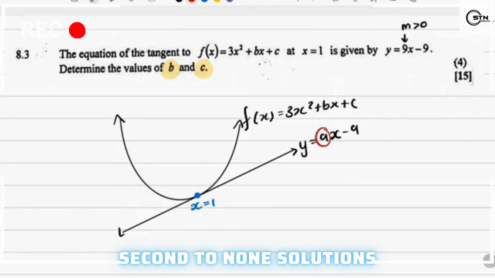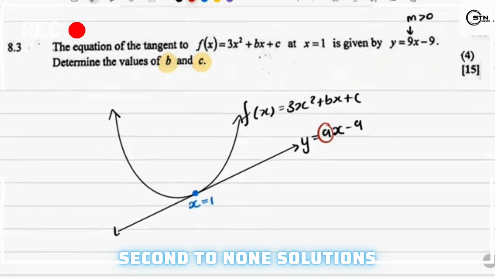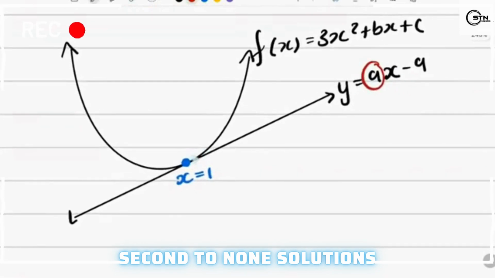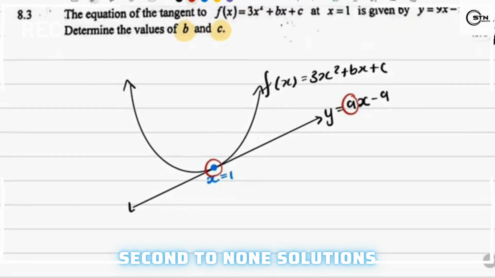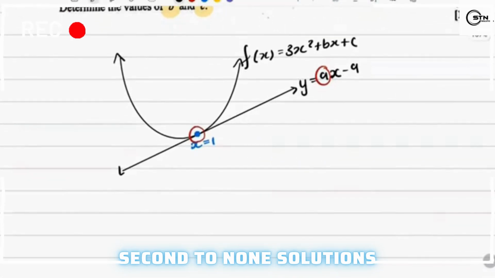We don't really need this now. Because they meet at the point where x is equal to 1, we know that at this point their gradient is exactly the same. So here's the first equation we can form from that.